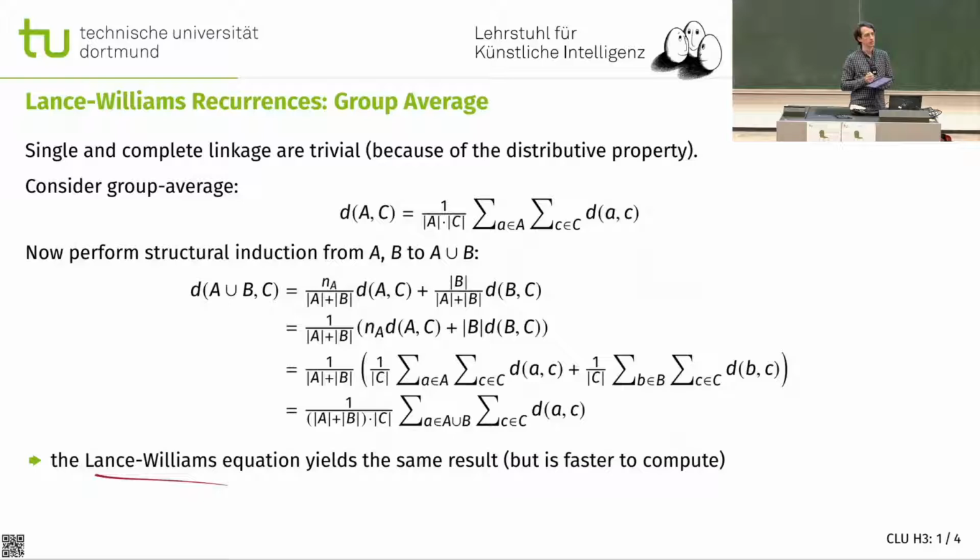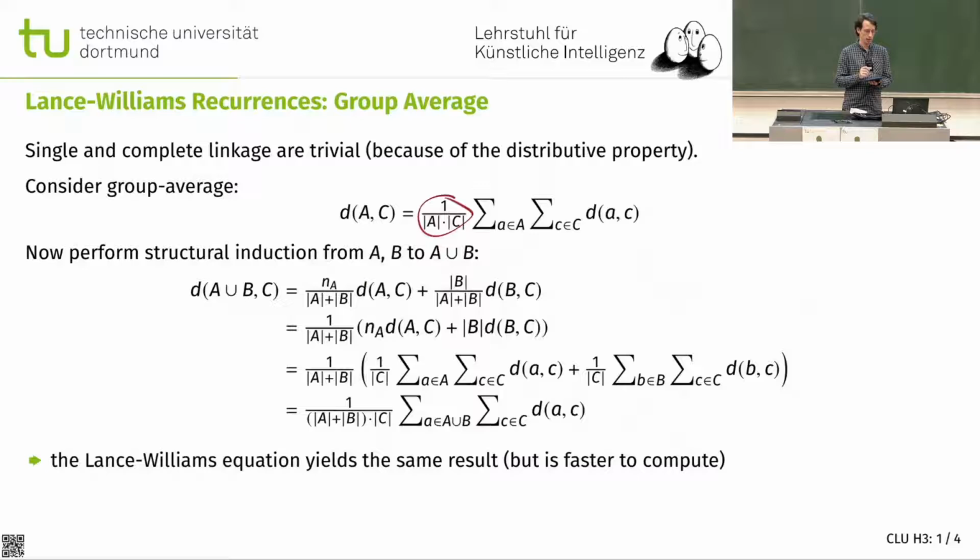But this was quite easy because it was just a sum that we were using. And we could pull out the normalization term. This term does play a role, but it does not depend on any property of my distance function.